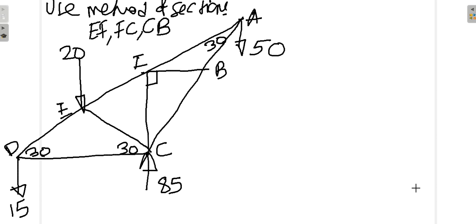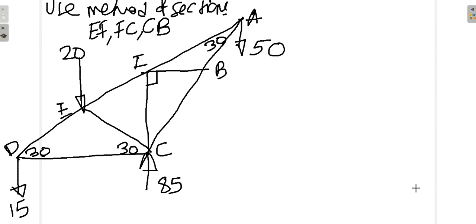Okay friends, so in this part we are going to use the method of sections to find the forces in the members EF, FC and CB. In the previous part we already obtained the support reactions at C and D. At D we have minus 15 and at C we have plus 85. So we have already shown that. Plus there are two forces, 20 and 50 kilonewtons. Now we are going to use the method of sections to find the forces in the members EF, FC and CB.